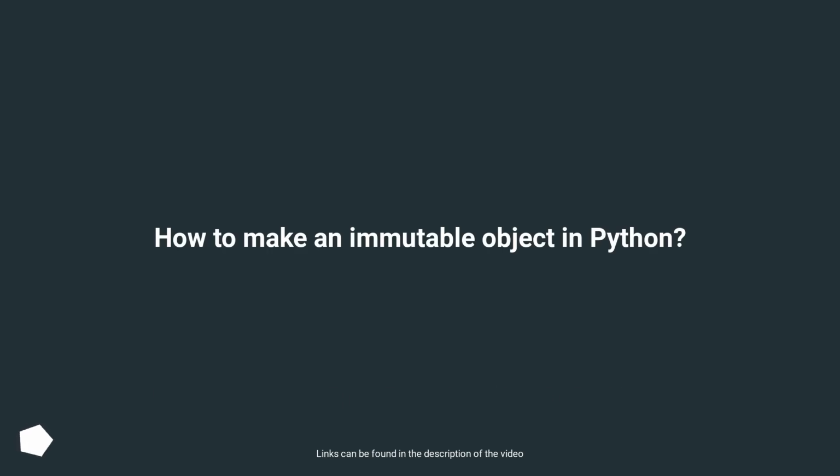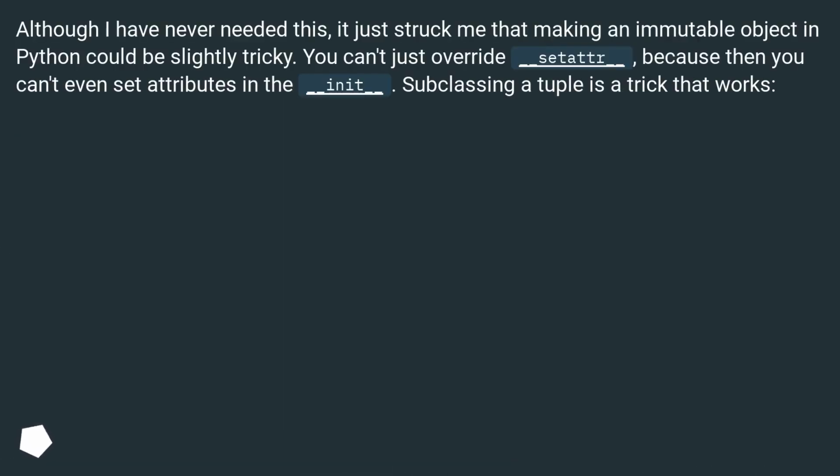How to make an immutable object in Python? Although I have never needed this, it just struck me that making an immutable object in Python could be slightly tricky. You can't just override __setattr__, because then you can't even set attributes in the __init__. Subclassing a tuple is a trick that works.